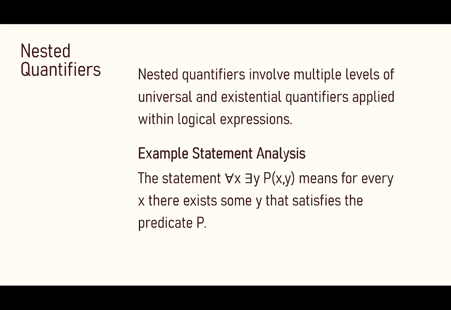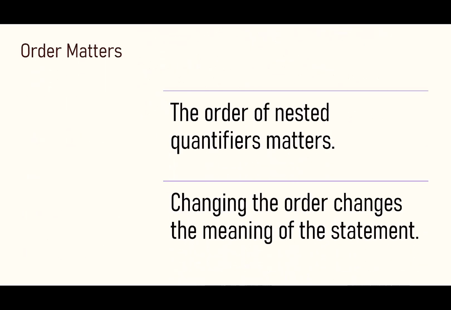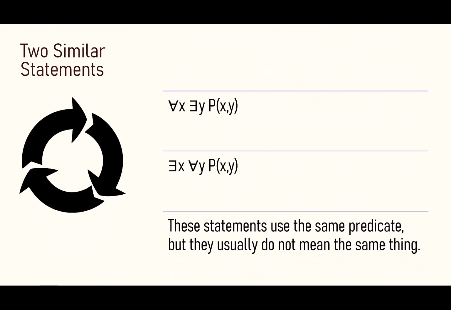For example, this statement, for every x there exists y, p of x y, means for every x we can find a value of y that satisfies the predicate p. As we're doing this, it's really important to remember that the order of the nested quantifiers really matters. Changing the order changes the meaning of the statement. So even though these statements look very similar, they don't mean the same thing.